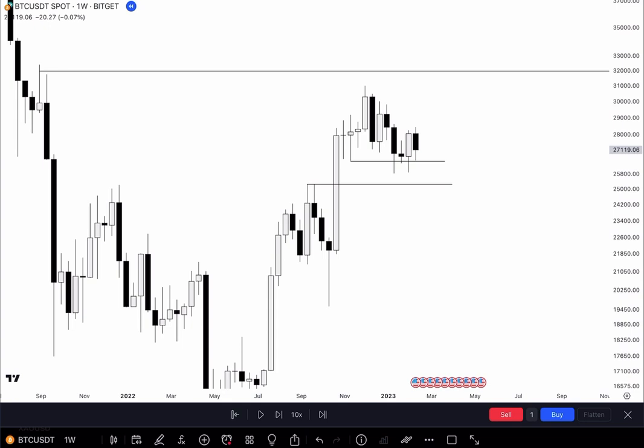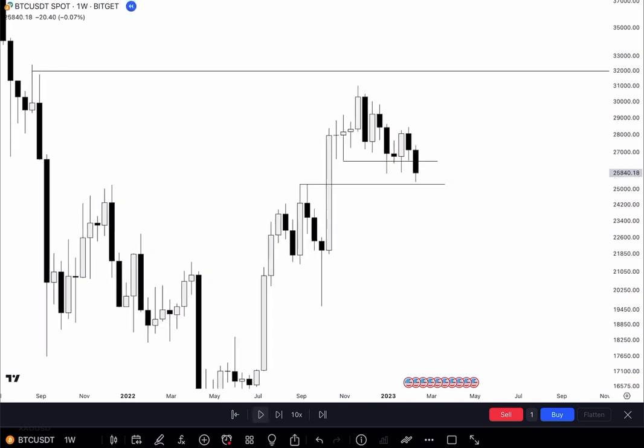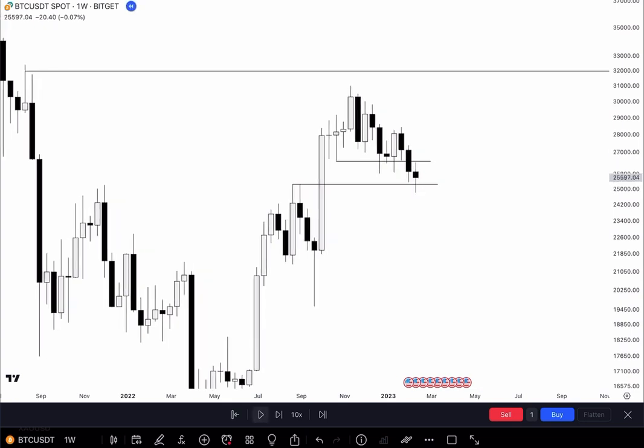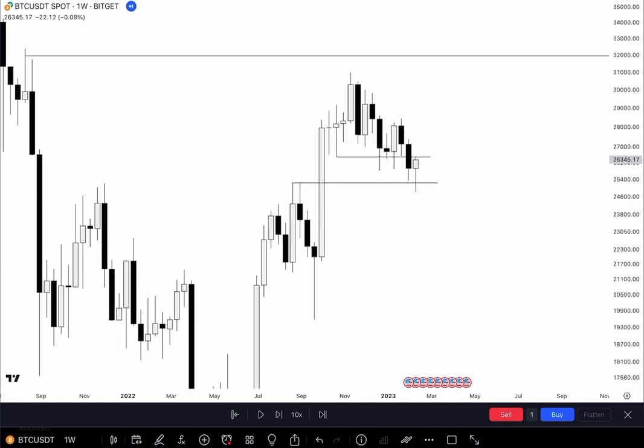Now, what happened? We dug a bit deeper before eventually rallying to the targets, which was 1 and then eventually 2 coming soon, right?